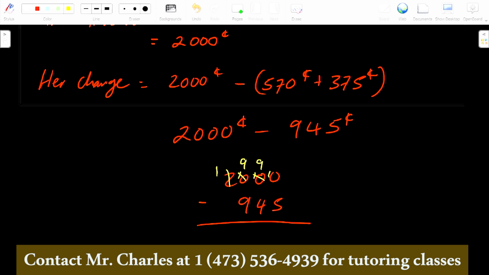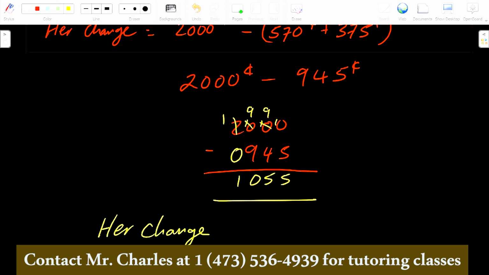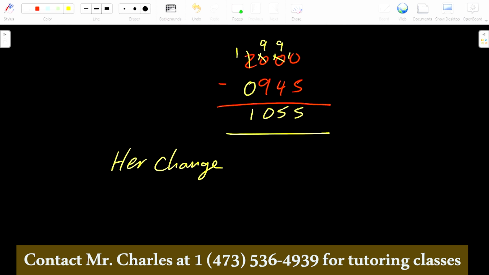So 10 take away 5 gives us 5, and 9 take away 4 gives us 5 as well. 9 take away 9 is 0, and 1 take away 0 is 1, or you could just bring down the 1. So you get 1,055 cents. So that's her change. Her change would be equal to 1,055 cents, and that's our answer there.